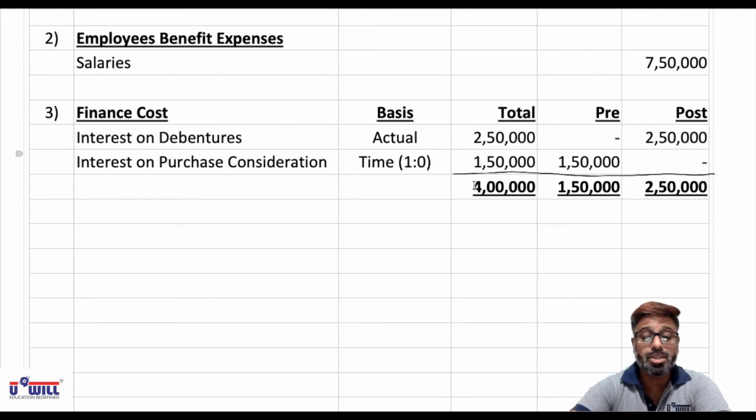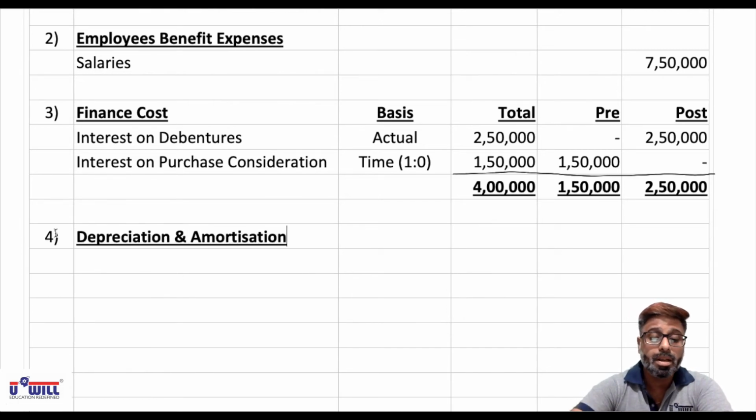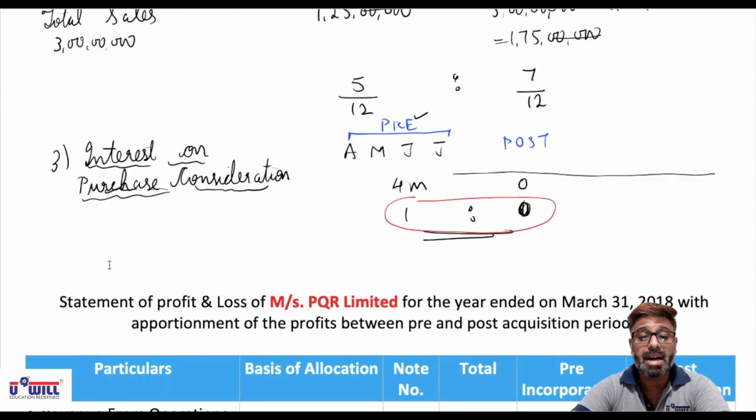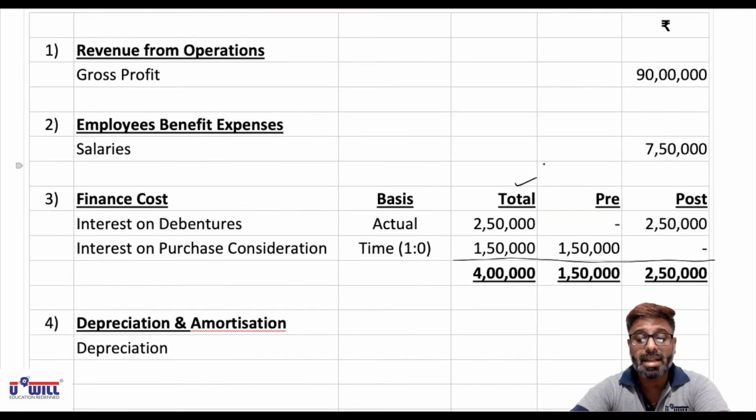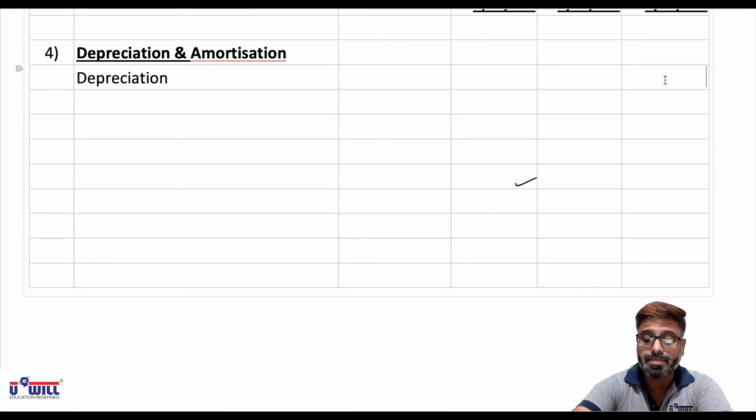Then after finance cost, fourth is CDEF, depreciation and amortization. Now in depreciation and amortization, we have only one item, so simply depreciation. What item is marked as D and A in green, you all can see. Depreciation and amortization, time basis, 12 lakh rupees. Only one item is there, 12 lakh rupees. So directly in the last column, we'll record 12 lakhs.